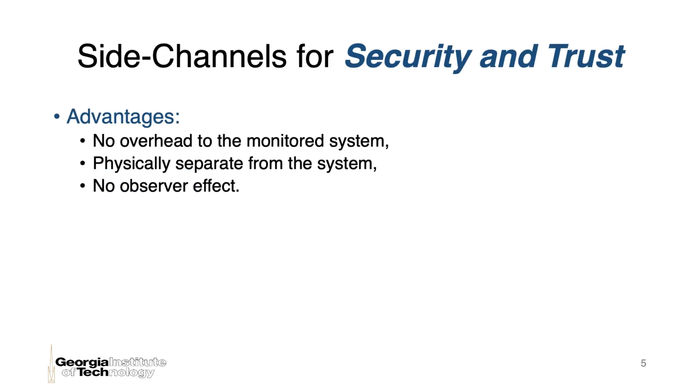So the advantages of using side channels for security and trust is that the device doesn't have any overhead if the monitoring device is separate from the device being monitored, and there won't be any changes in the performance of the device. So this is good for resource-constrained devices like embedded systems and IoT devices.